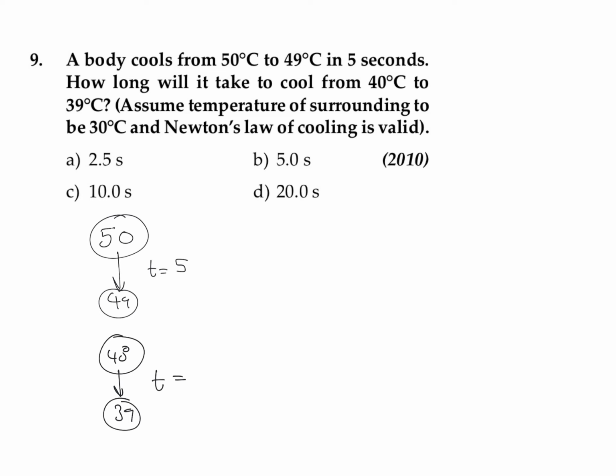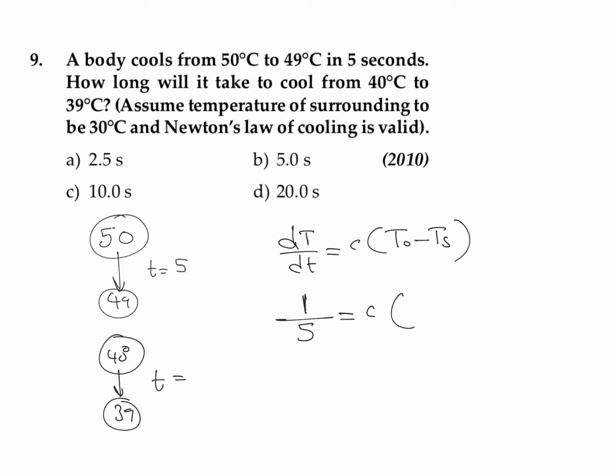So we can apply Newton's law of cooling, which is dT divided by dt, the rate of cooling, is equal to a constant times the temperature of the object minus the temperature of the surroundings. The value of dT, that is the difference in temperature over here, is 1. And in the first situation, the time taken is 5, which is equal to a constant times the temperature of the object.